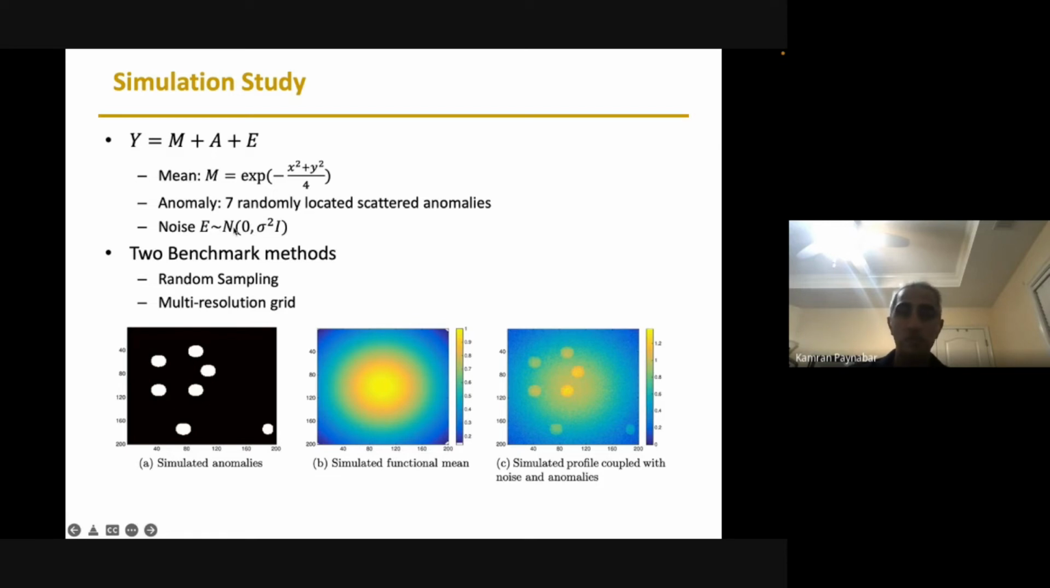And noise is coming from a normal distribution. We have two benchmark methods. One is random sampling. So some people may say, okay, if you want to reduce the number of samples, let's do random sampling. And the other one, which is kind of like a current engineering practice, is the multi-resolution grid. I talked to you about that. So go with the coarse grid, and as soon as you find one location which is suspicious to an anomalous region, then do finer grid around that.